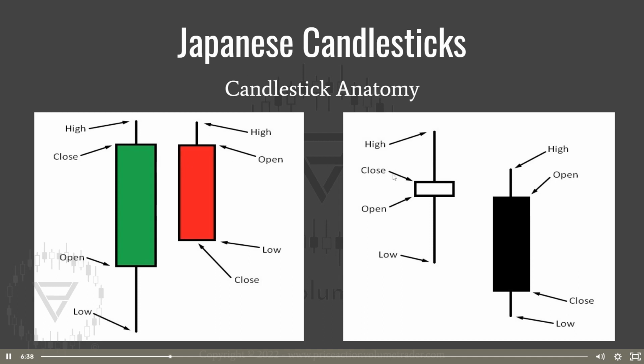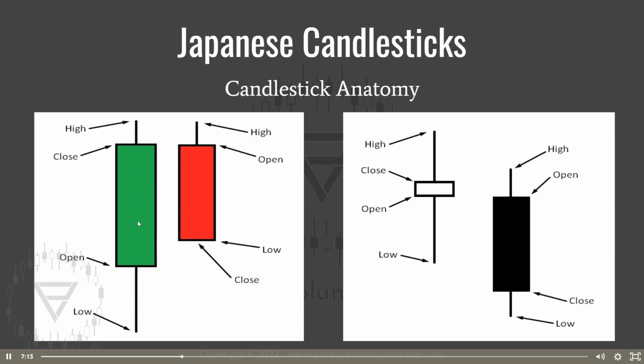So first, in terms of coloring, people sometimes change the colors to whatever they like personally in their charting platforms. But in general terms, bullish candlesticks are usually going to be represented in green or white, and bearish candlesticks are going to be represented in red or black.